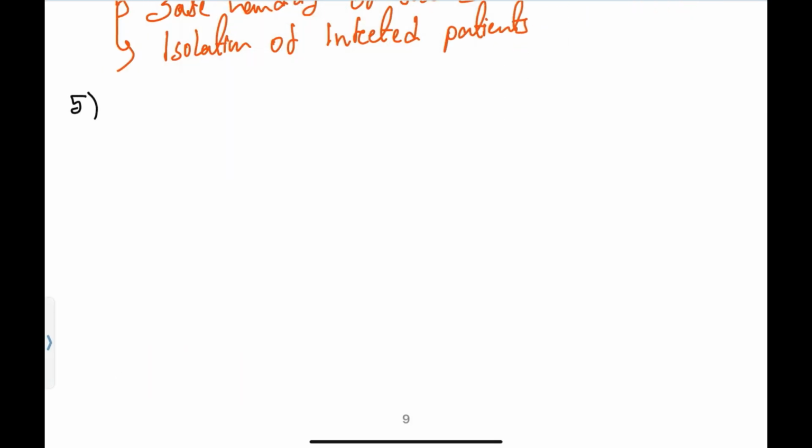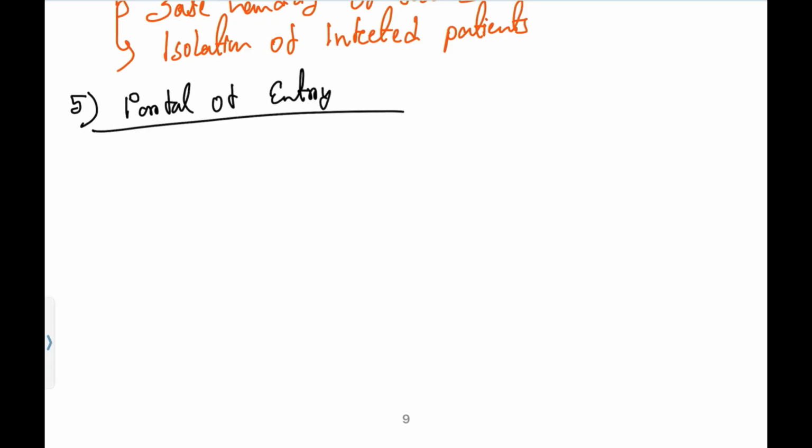Now coming to the fifth component. What is the fifth component? Fifth component is portal of entry. Portal of entry means what? Portal of entry means it is a way into a new host. New host means healthy host.